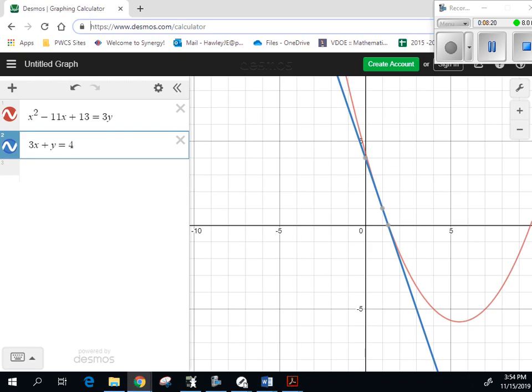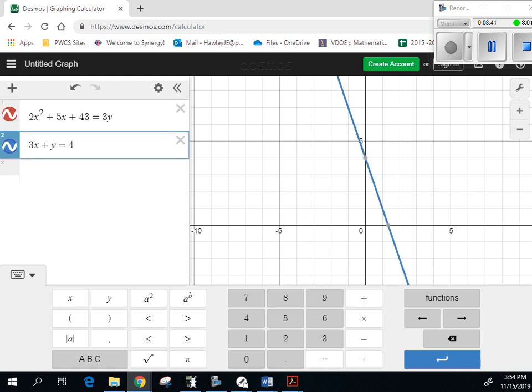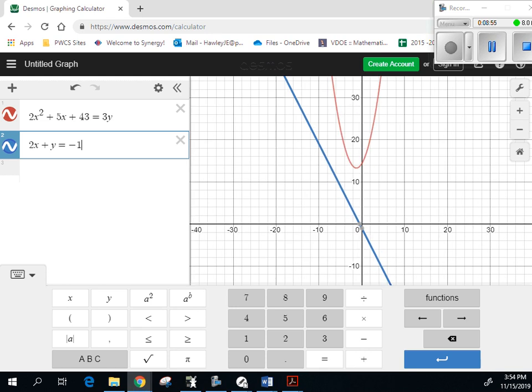2x squared plus 5x. Okay. Plus 43 is equal to 3y, and your other equation is 2x plus y is equal to negative 1. Okay. For this, you can actually zoom out. So if you zoom out, what do you see? They don't intersect at all. So for this particular problem, there are no solutions.